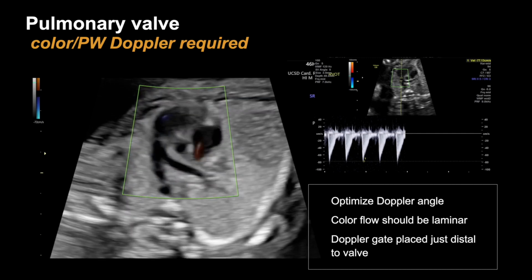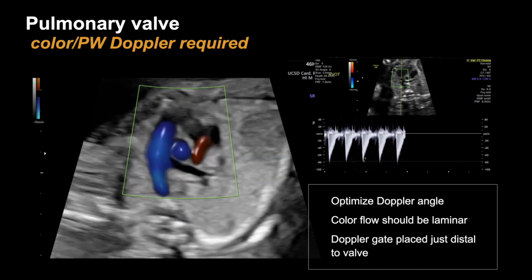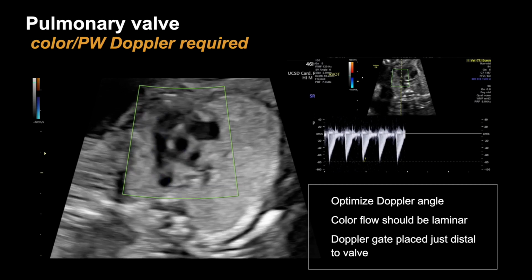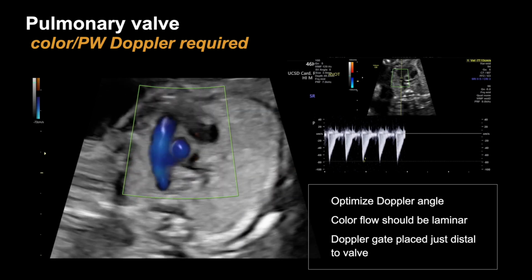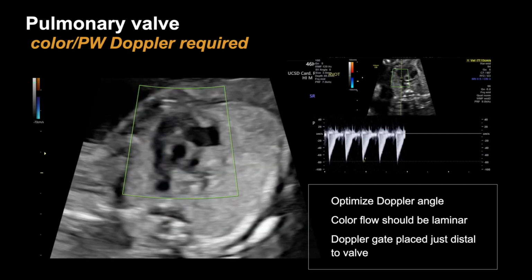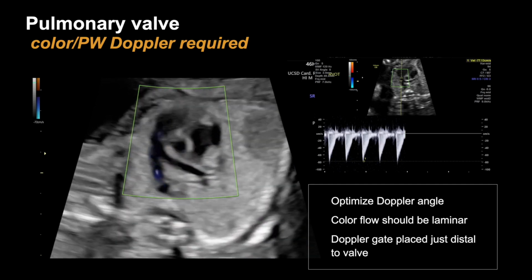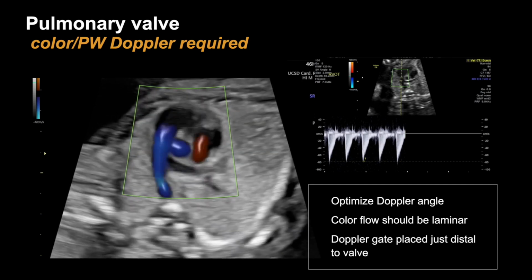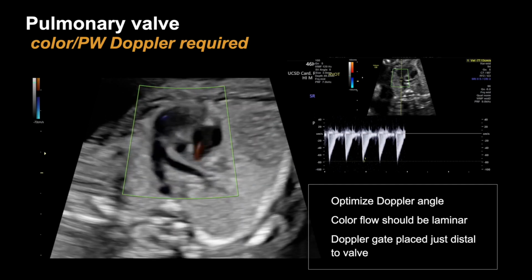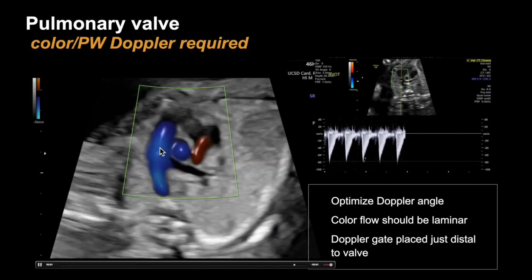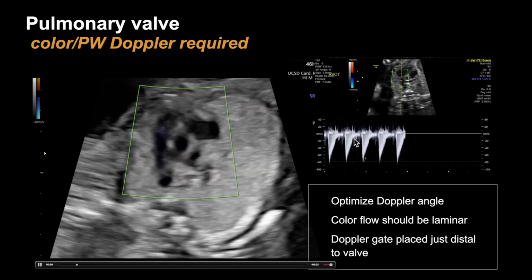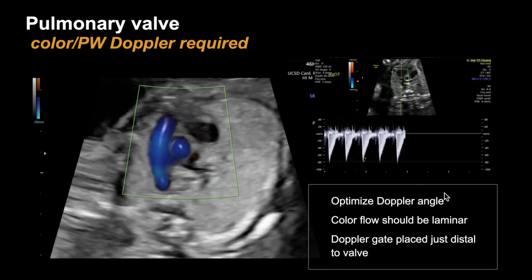Color and pulse waves, so again in the same sequence, doing my 2D first, then my color, and then confirming with pulse wave. Optimizing my Doppler angle parallel to flow, and same thing, color flow should be laminar, there should be no regurgitation, and place that Doppler gate just distal to the pulmonic valve to obtain your waveform and measure the peak systolic velocity.